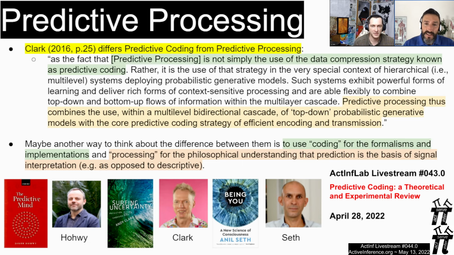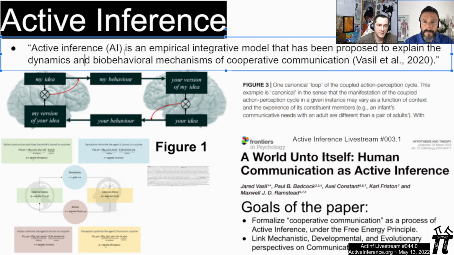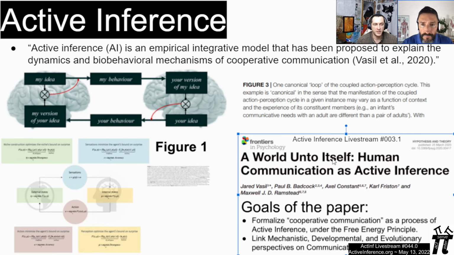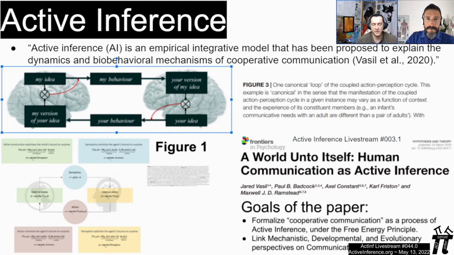Great point. Okay. Finally, to active inference. So the authors in this paper wrote, active inference, which they use the AI acronym for, is an empirical integrative model that has been proposed to explain the dynamics and biobehavioral mechanisms of cooperative communication. So they cite the Vasil et al. paper from 2020. It's called A World Unto Itself, Human Communication as Active Inference. And this was actually discussed way back when in Livestream number 3. This paper has many, many interesting figures and formalisms.